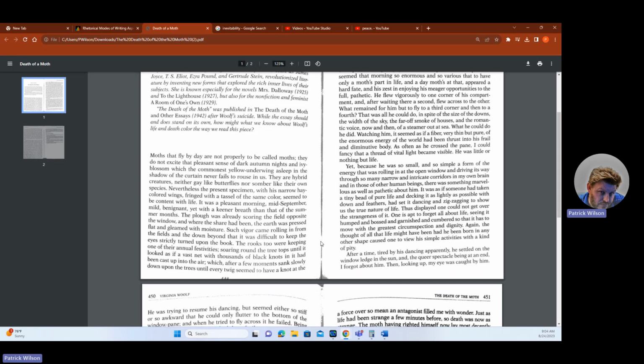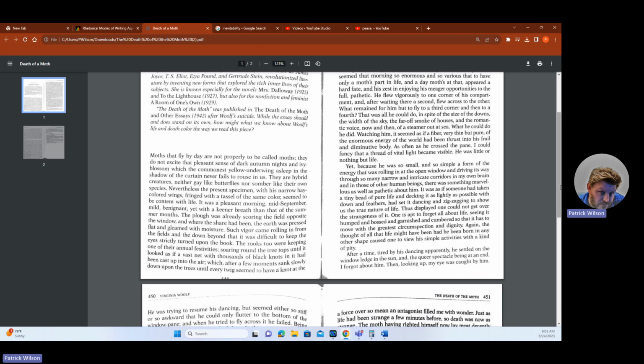Woolf then dives into a broader meditation on the transitory nature of life and the universality of death. She reflects on how life's vitality contrasts with its eventual demise, highlighting the fragility and impermanence of existence. She draws parallels between the moth's struggle and the human experience, suggesting that, like the moth, humans also strive against various obstacles only to ultimately succumb to mortality.